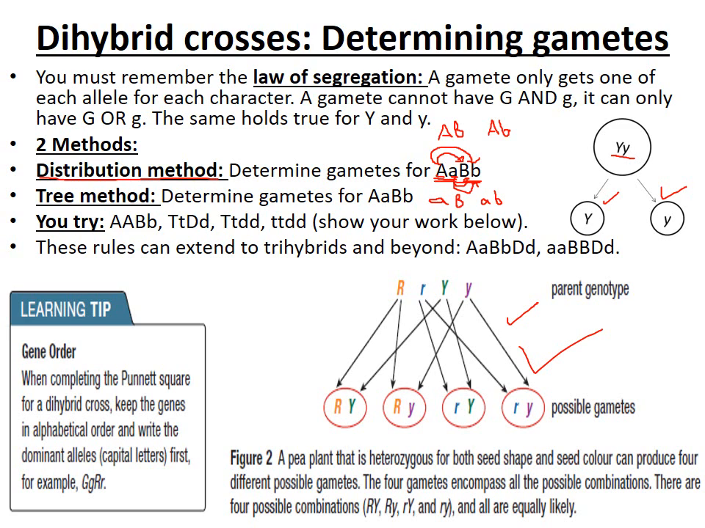So you should be able to use the distribution method or any method that you'd like to use for any of these genotypes that I have listed here, or any genotypes that you get. So I'll do one more example with you. I'll do the big T, little d.